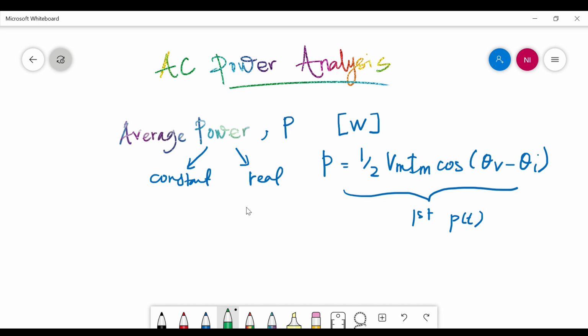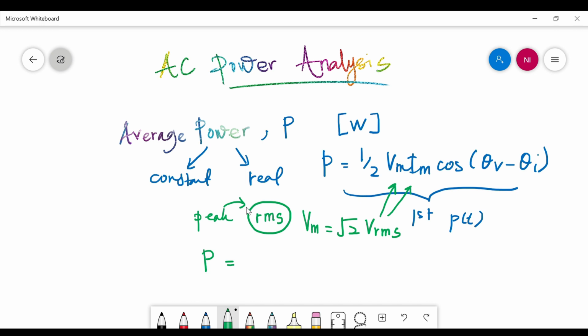For AC, it has two values, in terms of peak and also RMS. For AC, the effective value is the RMS value. So we need to change this peak value to RMS using the formula Vm over root 2 equals Vrms, and likewise Im over root 2 equals Irms. So average power in RMS is Vrms Irms cos(theta v minus theta i).